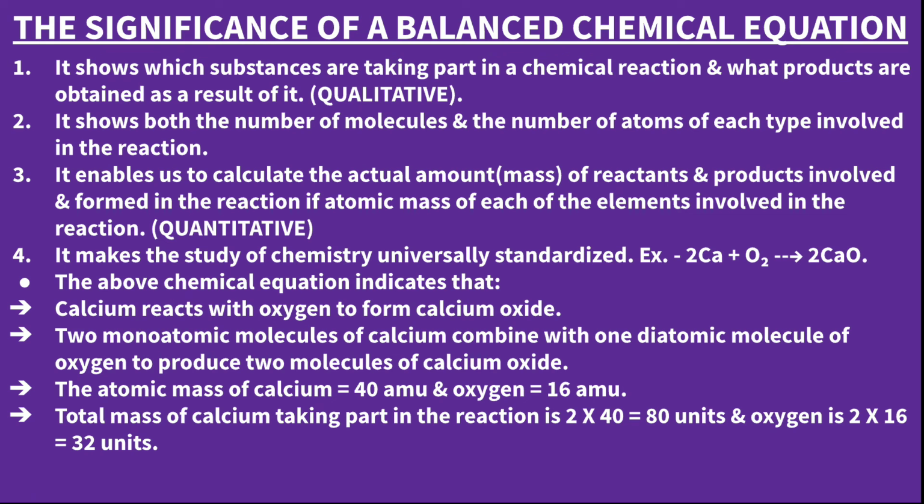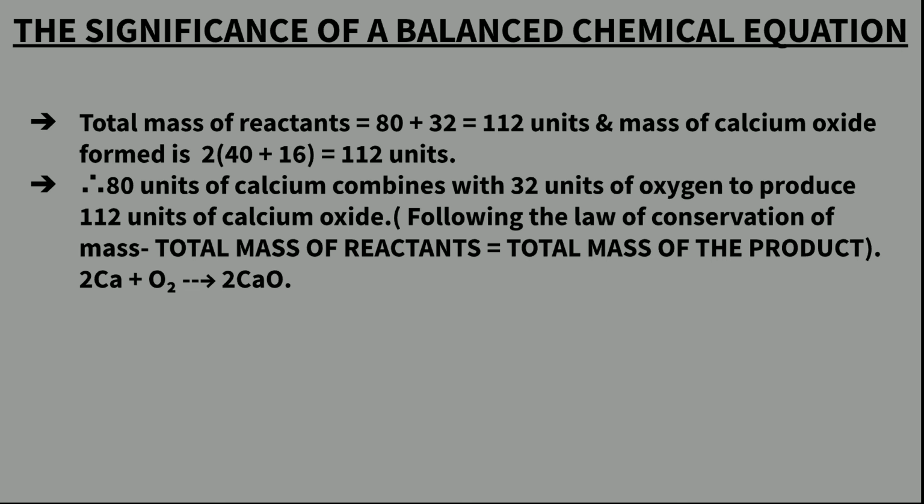The atomic mass of calcium is 40 AMU and oxygen is 16 AMU. The total mass of calcium taking part in this reaction is 2 into 40, that is 80 units. Oxygen is 16 into 2, that is 32 units. So the total mass of the reactants is 80 plus 32, that is 112 units. And the mass of calcium oxide formed is 2 into 40 plus 16, that is also 112 units. So the total mass of the reactant side is equal to the total mass of the product side. That is the significance of the balanced chemical equation.